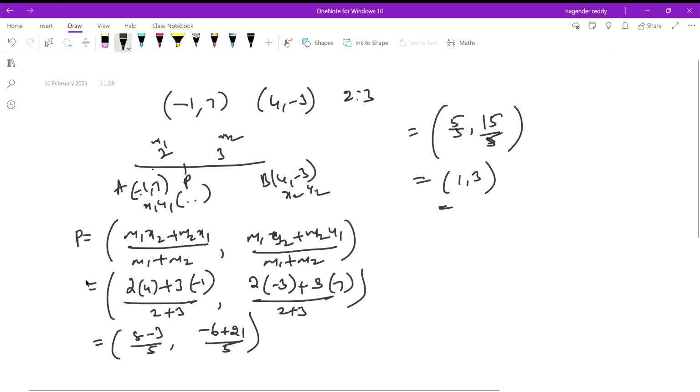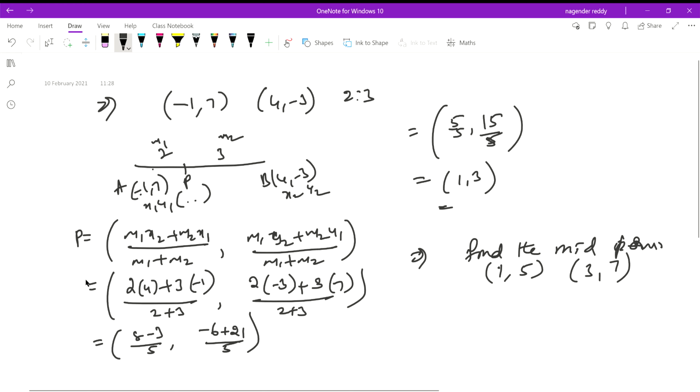Suppose, I'm going to take one more question like this. Find the mid value, or midpoint, of 1 comma 5 and 3 comma 7. So now tell me what is the midpoint here. Suppose C is the midpoint of AB. What is the formula? x1 plus x2 by 2, y1 plus y2 by 2.